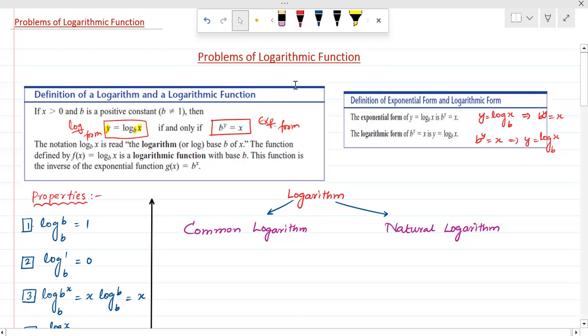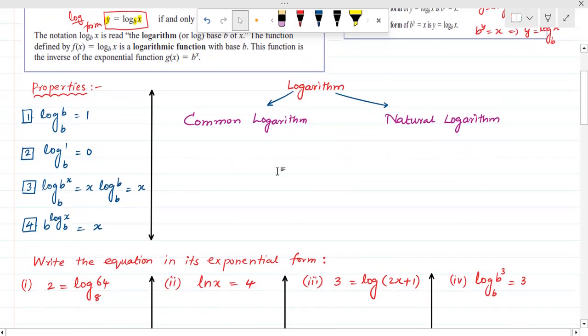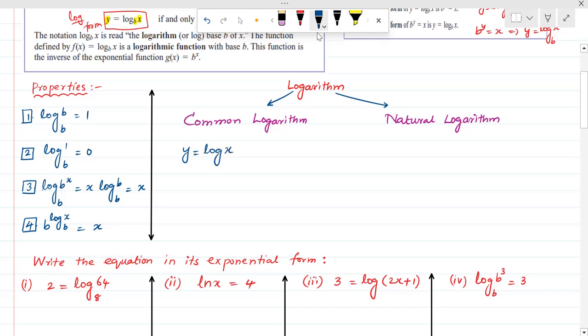Now we have two types of logarithmic function: common and natural. What do you mean by common? When you have log x, and here we say ln x, what is the difference between these two? Here you have log x, here also log x, only the difference is in the base. In the common log you have base 10, whereas in the natural log it is base e.